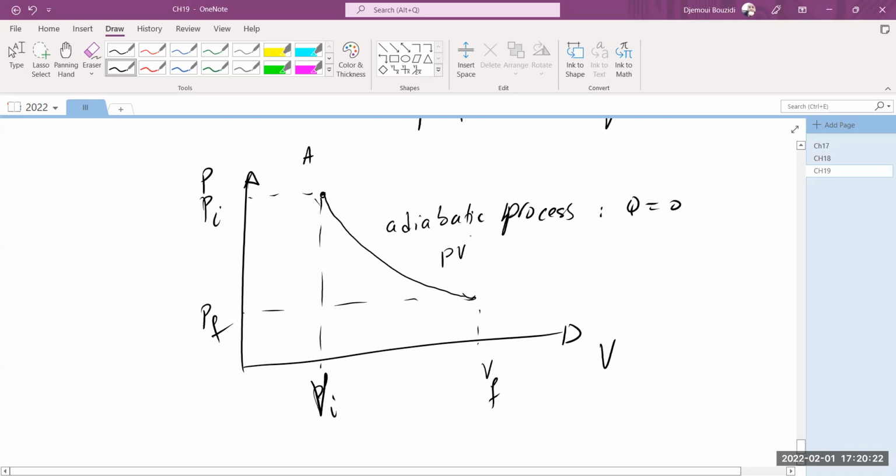Throughout this entire process, PV to the power gamma is constant. So how much is this constant? If I know the initial volume and the initial pressure, then this is the initial value of the pressure times the initial value of the volume to the power gamma, that's it. If I know the final values, then this constant is the same, because it's the same constant throughout the entire adiabat. That's why it's going to be PF VF to the power gamma. As long as I know one of the points, I know what that constant is. So it's really no big deal, honestly.